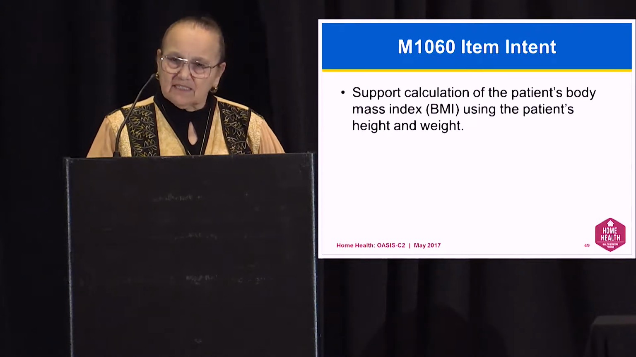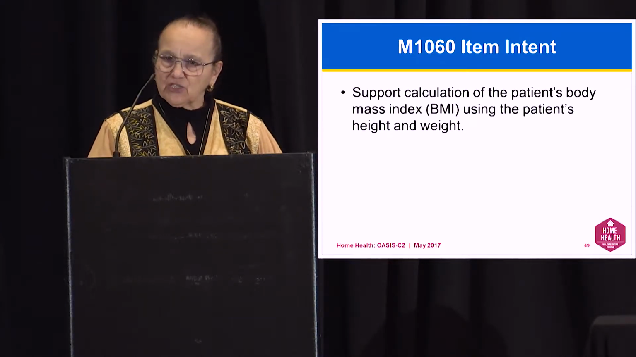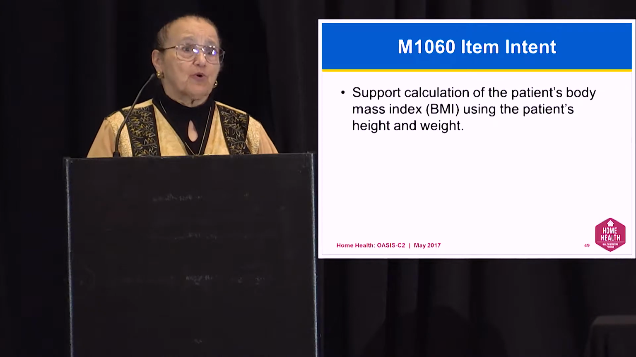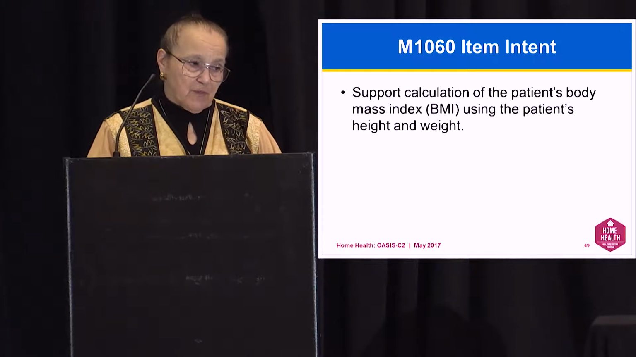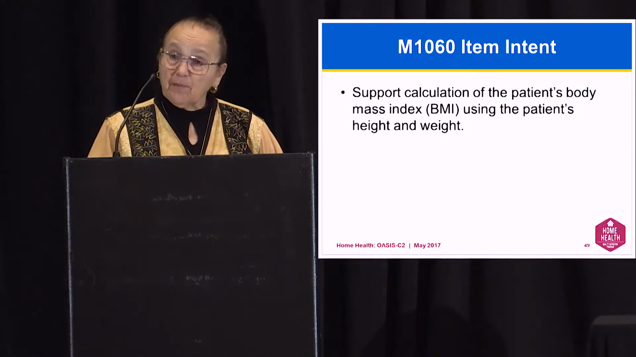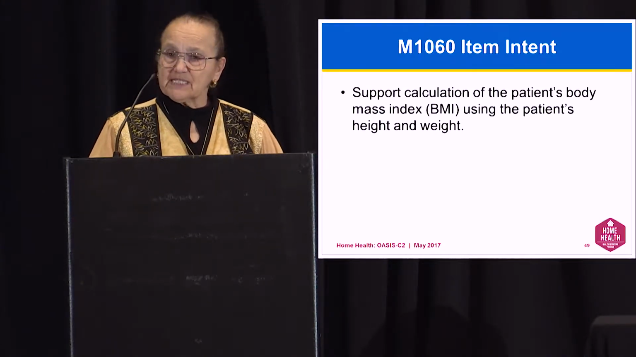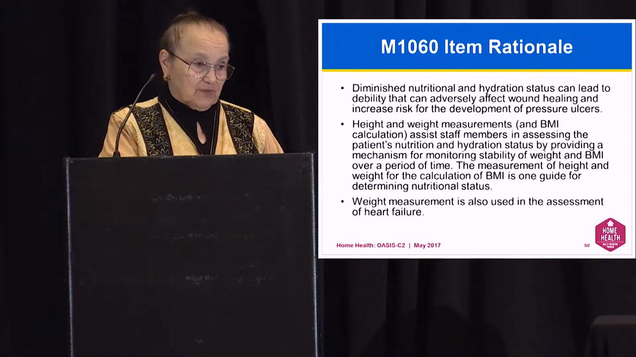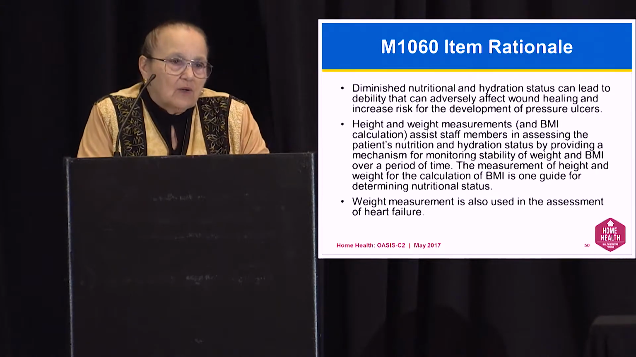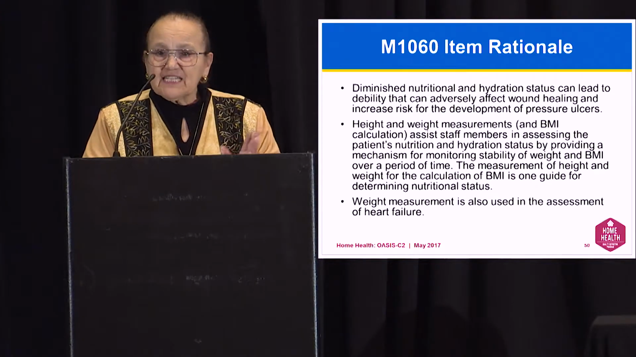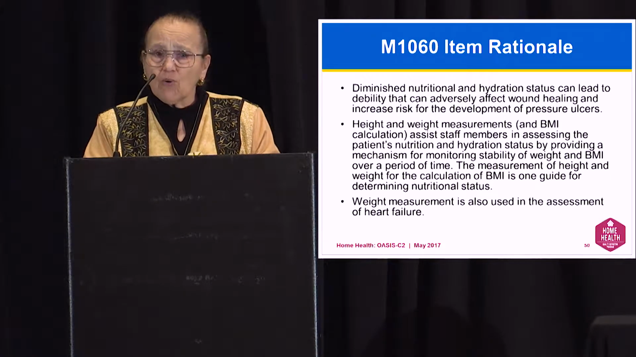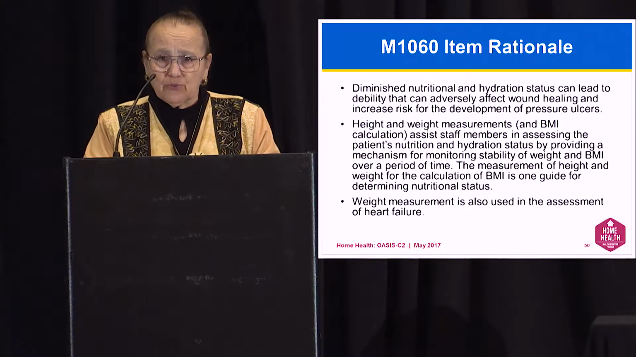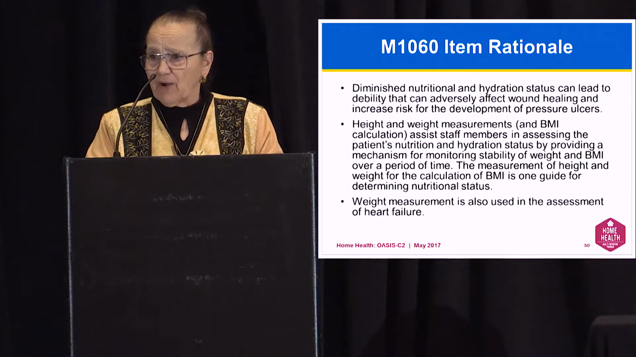What is the intent behind collecting this new information, trying to pry out of your patient their height and weight? This supports the calculation of the patient's body mass index, their BMI, and that BMI is a direct influencing factor on their risk for pressure ulcers. We know. We've seen enough home care patients, enough patients in hospitals and nursing homes. We know what the BMI is going to do to their risk for developing a pressure area.